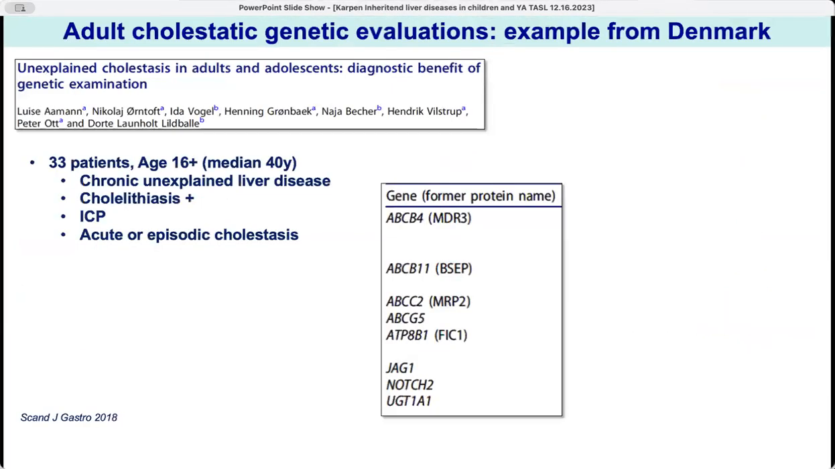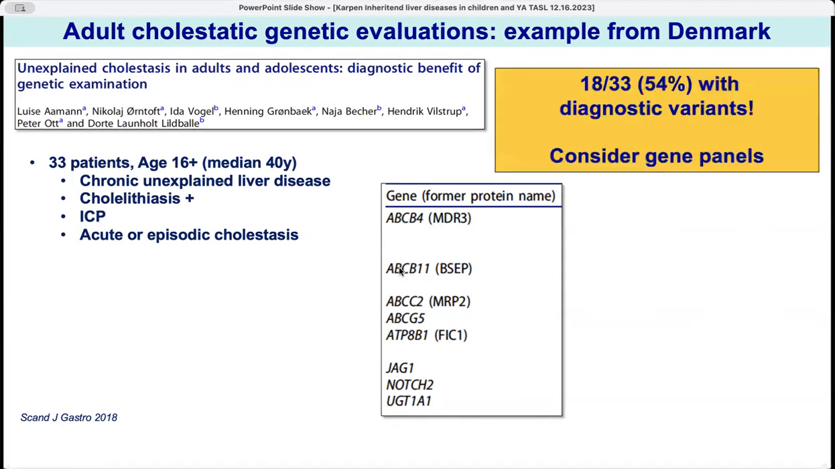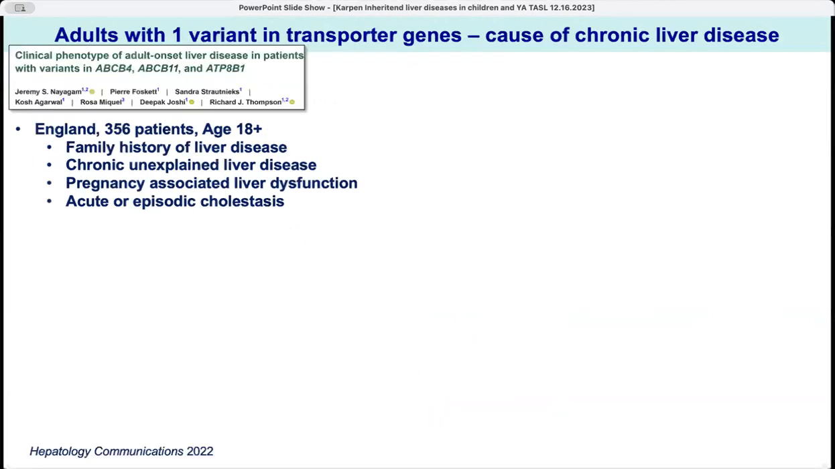So I'm going to end with the adult genetic variations and give you two examples, one from Denmark and one from Dr. Thompson's group in England. This is a group of 33 patients in Denmark with chronic unexplained liver disease, cholelithiasis, intrahepatic cholestasis of pregnancy, or acute or episodic cholestasis. They looked at these genes, again ABCB4 and ABCB11, plus a few others. They made a diagnosis genetically in about half of these patients. Quite impressive.